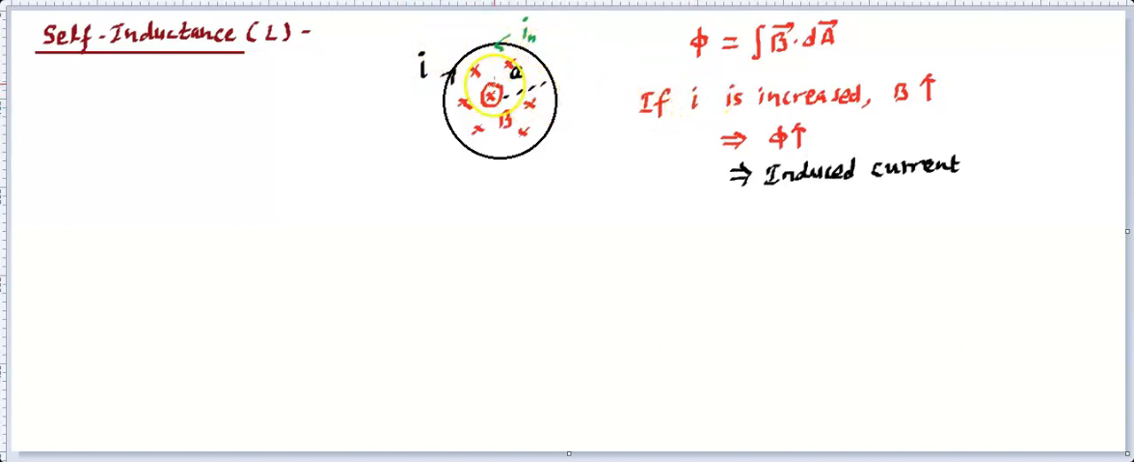Point is, if you increase the current, then an induced current sets up, which opposes the increase in the current. That means this opposes the change in current. Now, the same thing will happen if you decrease it. In case you decrease the current, the magnetic field will decrease, hence the flux will decrease, hence again an induced current will come. And that induced current will be in the same direction as the original current. That means the induced current will again oppose the change. So the change in current is always opposed in a circuit.